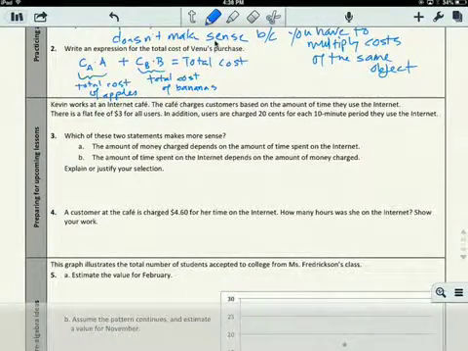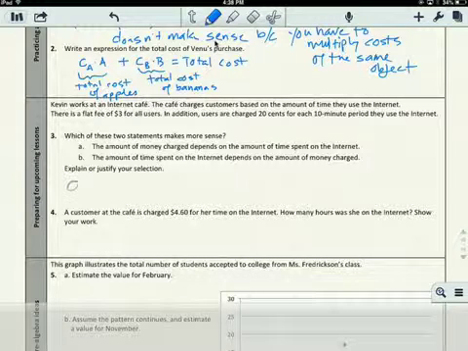The cafe charges customers based on the amount of time they use the internet. There's a flat fee of $3 for all users. In addition, users are charged 20 cents for each 10-minute period they use the internet. Which of these two statements makes more sense? A: The amount of money charged depends on the amount of time spent on the internet. B: The amount of time spent on the internet depends on the amount of money charged.